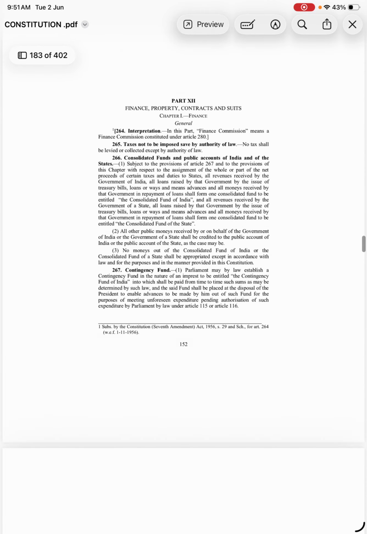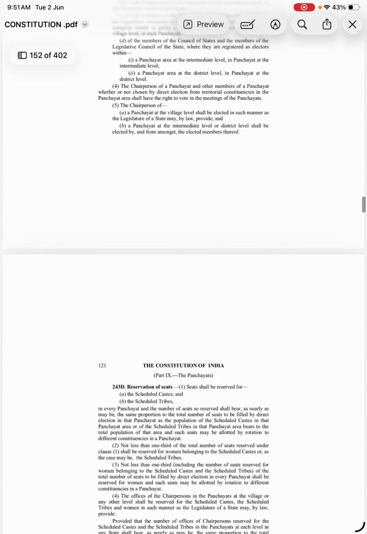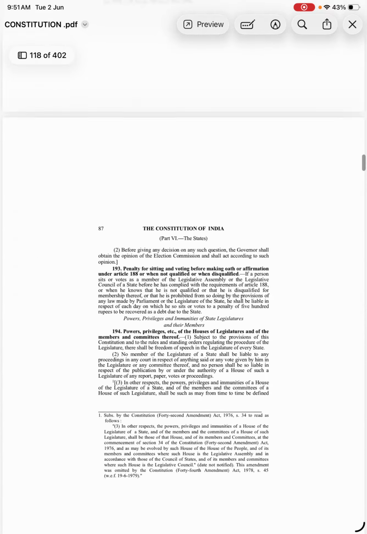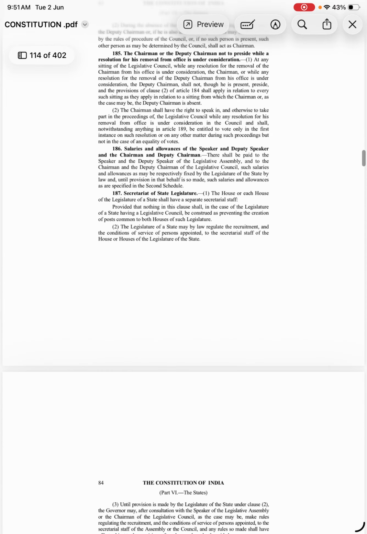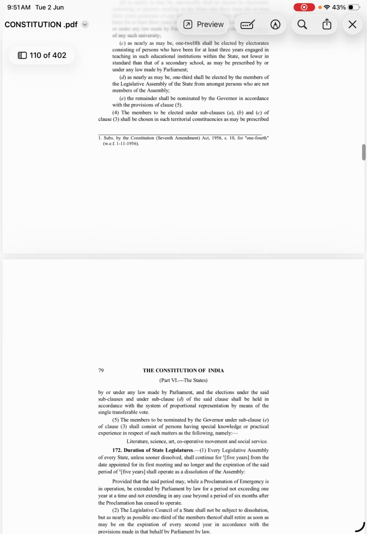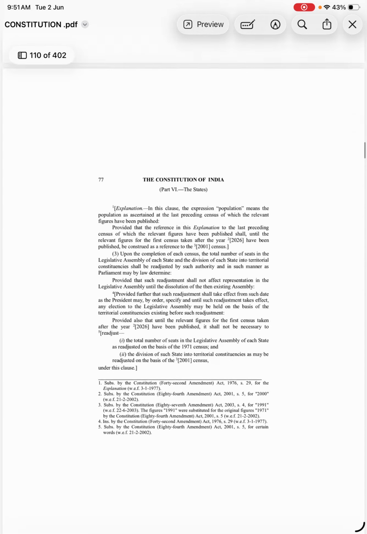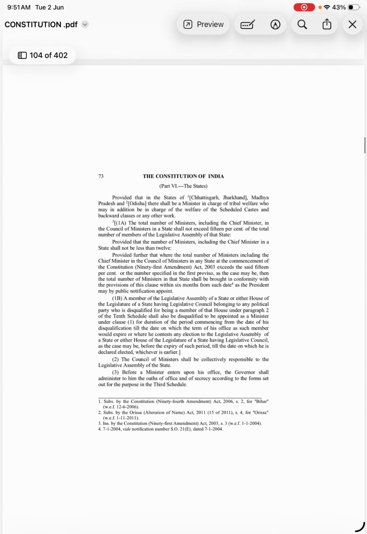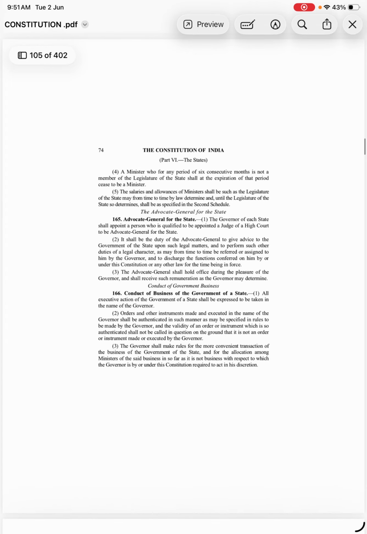I'm actually using this iPad very recently only. I didn't use it for making notes and all, so I sometimes get confused. I just want to go directly to that page, but I don't get that right. So yeah, let's see 168.